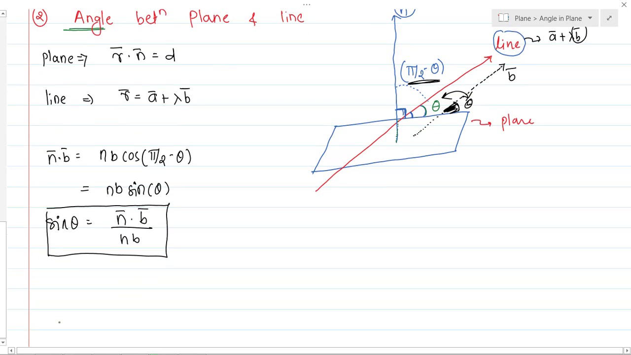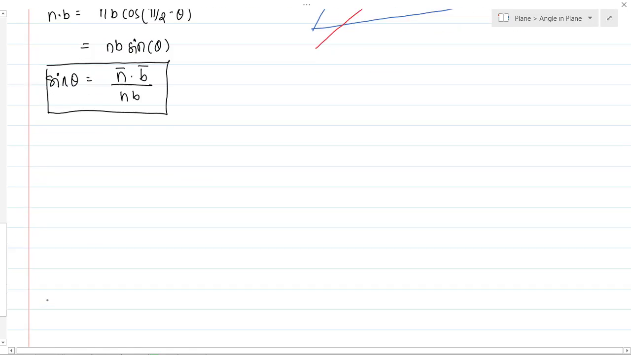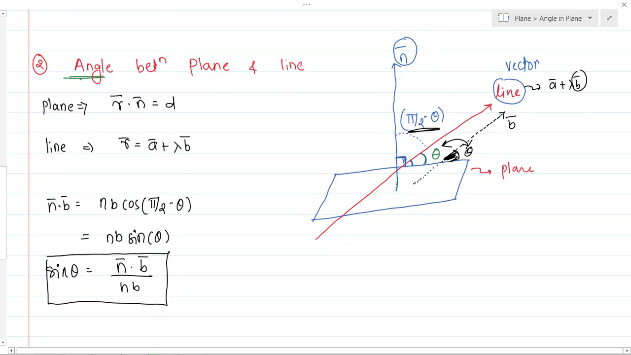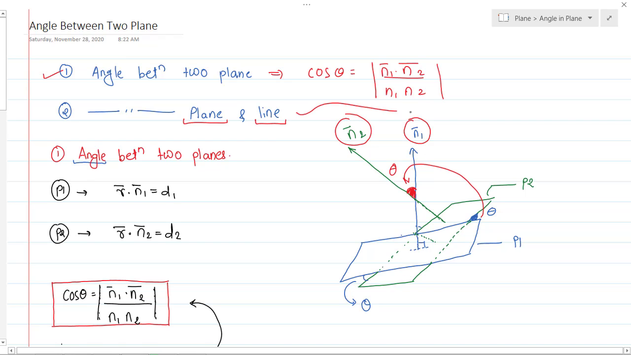Remember, if you have both planes, you have cos theta, and if you have one line and one plane, you have sin theta, and your RHS is the same. What is in the RHS? We have the two vectors, their magnitudes and their dot product. You require only this information. So the formula for the second part, let me write here: sin theta is equal to n bar dot b bar upon n into b.